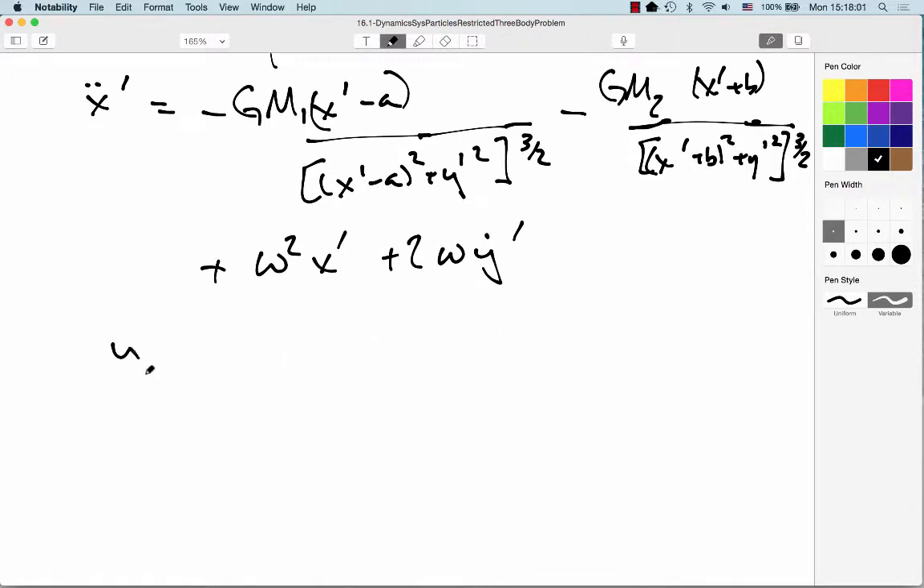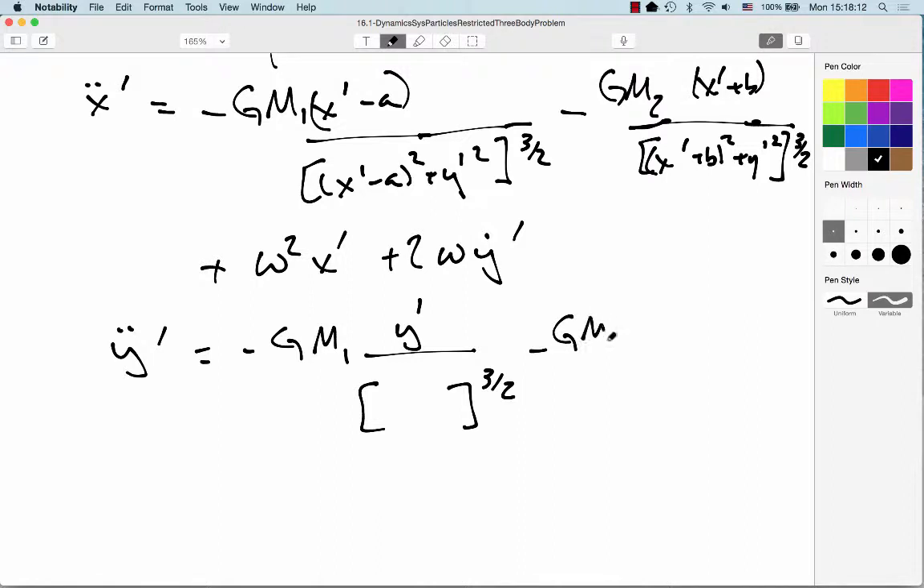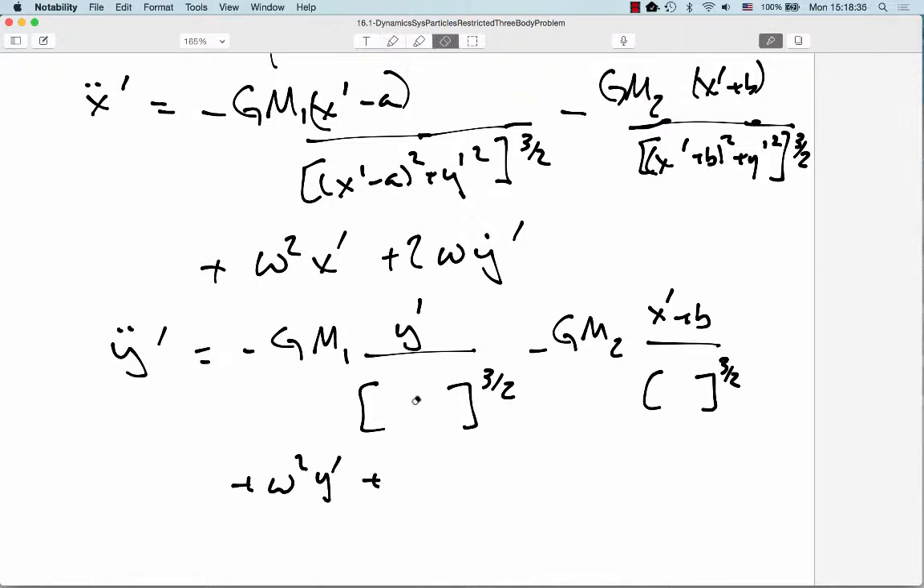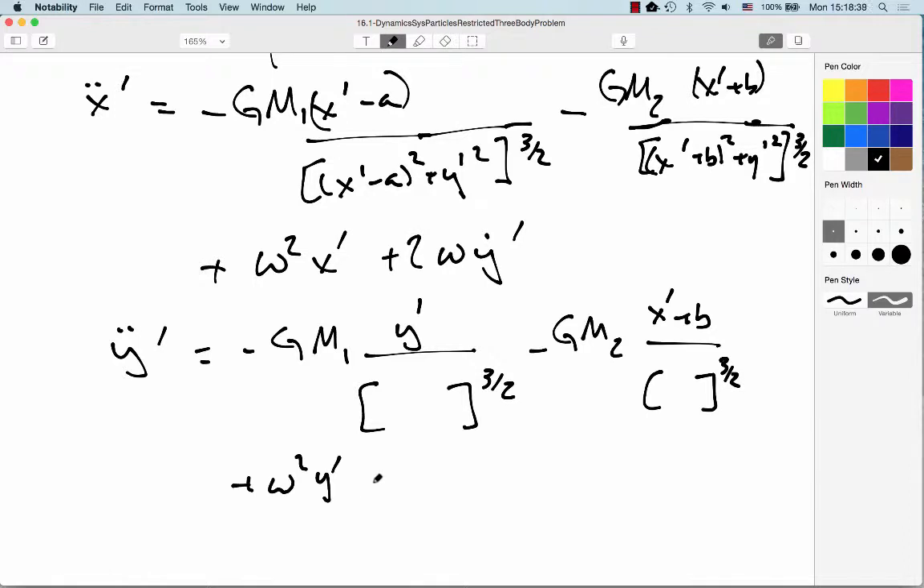Similarly, y double dot prime will equal minus GM1, and then this will be a y prime over that same gobbledygook, minus GM2, and then this will be an x prime plus b over that same gobbledygook. Plus omega squared y prime, plus, from the fictitious forces, minus 2 omega x dot prime.